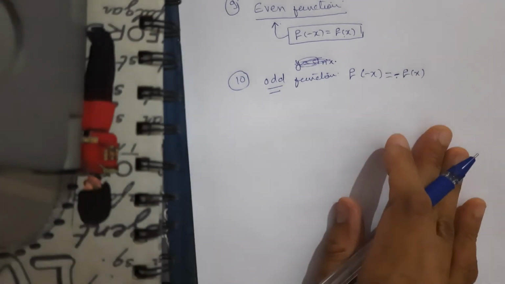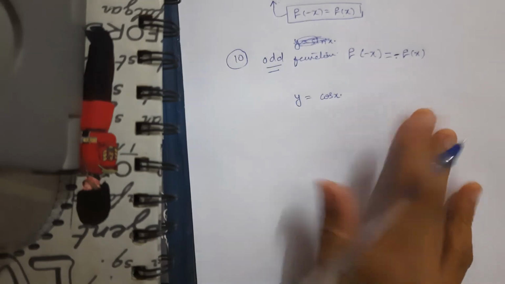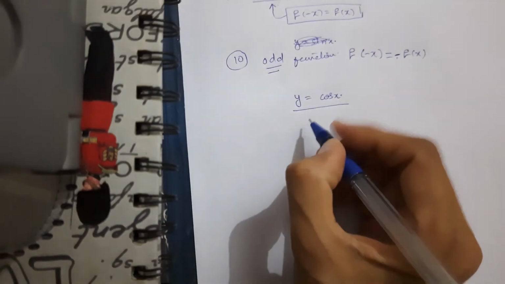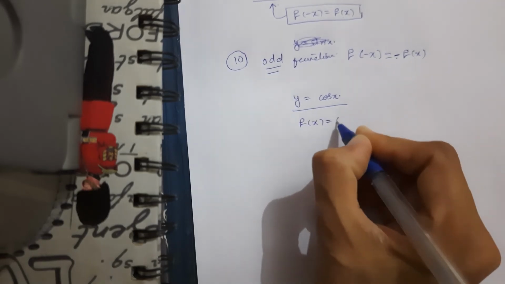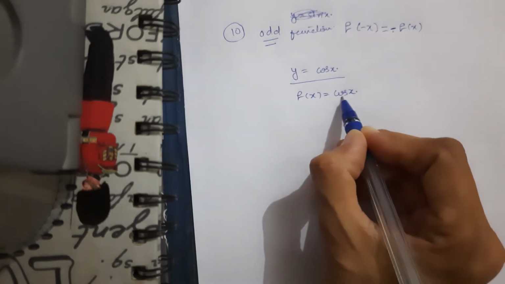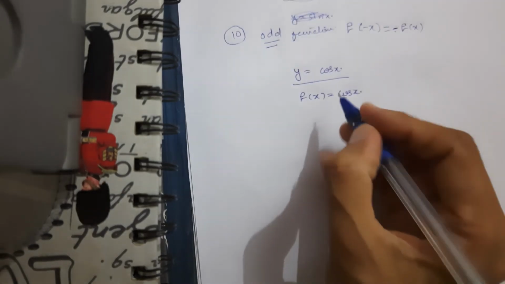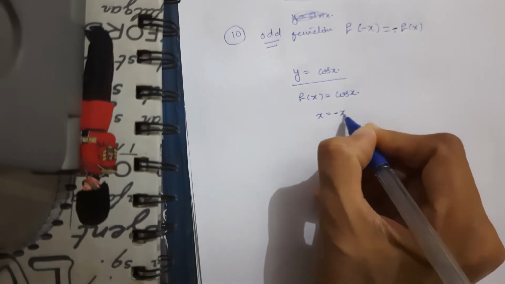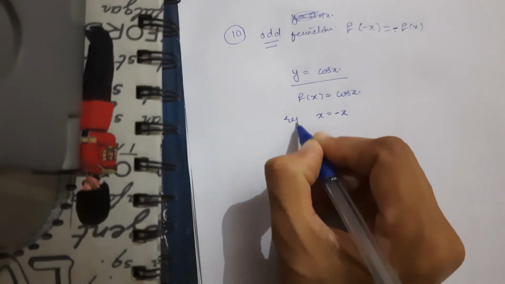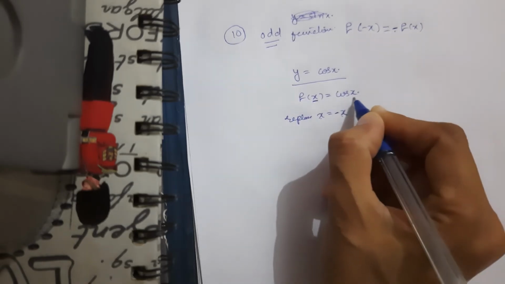So for example, if I have a function y equals cos x, now I want to check whether this function is even or odd. So here f of x equals cos x. Now how will I check whether this function is even or odd? I will try to find the value of f of minus x. And how will I find it? I will just replace x with minus x. Now I need to change this x with minus x.